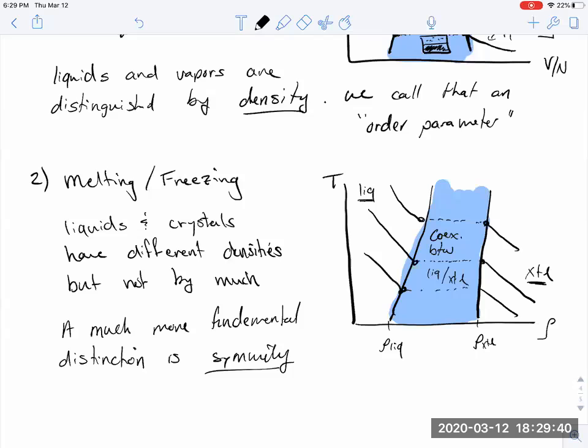That probably sounds abstract. Symmetry, a little better. That sounds a little abstract. We'll make that quantitative with some more pictures and some math next time.